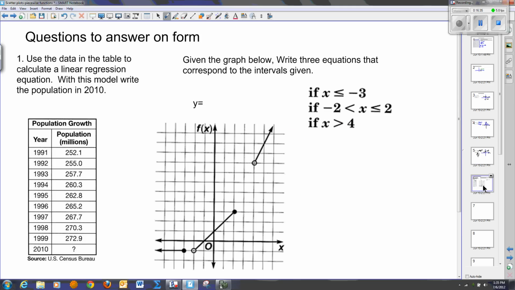Next level of difficulty is done, basically. So what I want you to do is answer these 2 questions on the form, and we'll get back to you tomorrow.